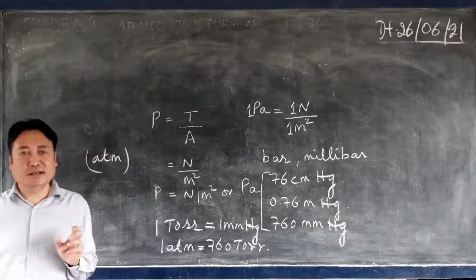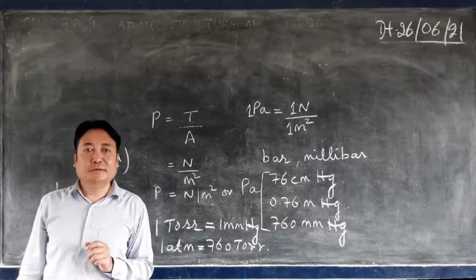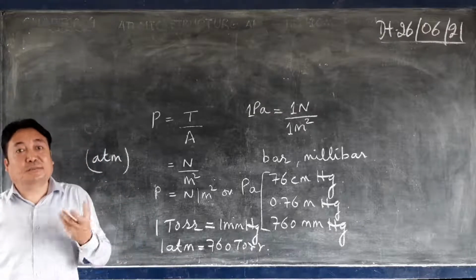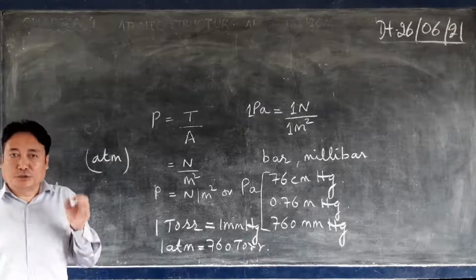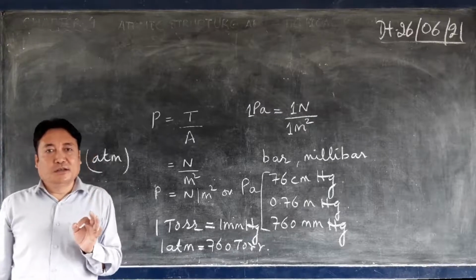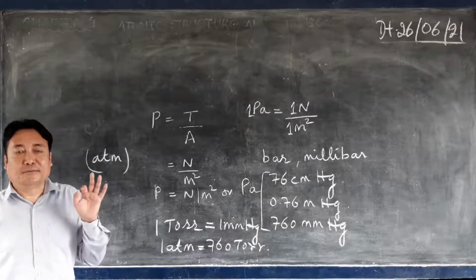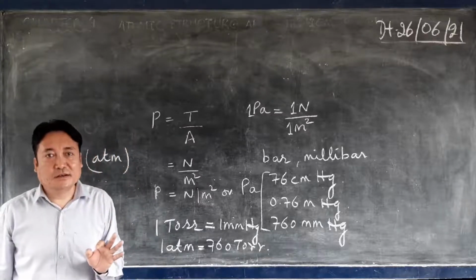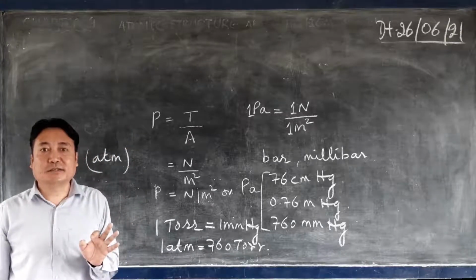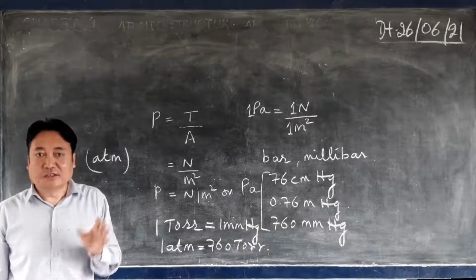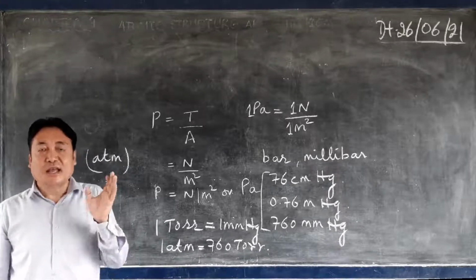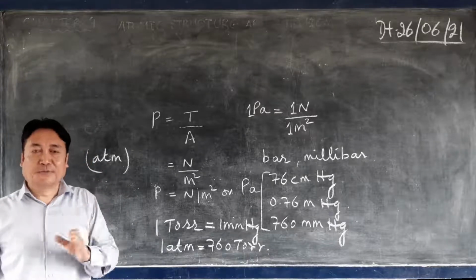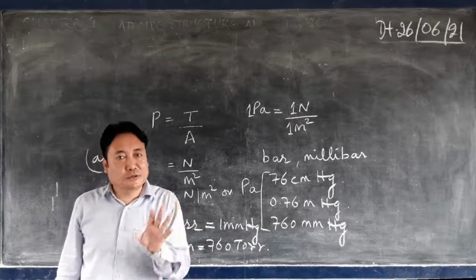The next point is the factors affecting the pressure, or the factors on which the pressure depends. The pressure depends on two factors. Number 1 is the surface area on which the thrust is applied; thrust means the force. And the second one is the magnitude of the thrust.